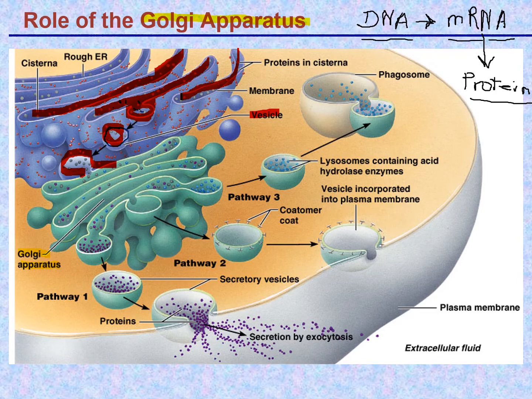You get fusion of the vesicle with the Golgi apparatus, and with that fusion the protein that's inside the vesicle enters into the space inside the Golgi apparatus. Inside the Golgi apparatus, proteins are processed further.